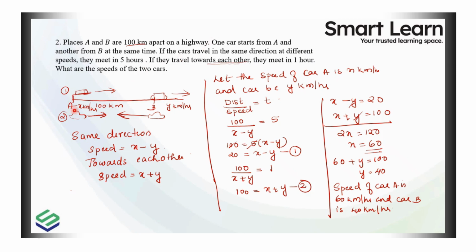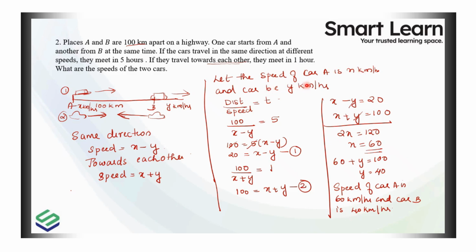So here I am taking the car first. Here A is car A and here the B car. Okay, so their distance apart is 100 km. And one thing you have to know, this you studied in physics: if the vehicles are traveling in the same direction, their relative speed will be x minus y. If they are traveling towards each other, then the relative speed will be x plus y. That you should learn by heart.